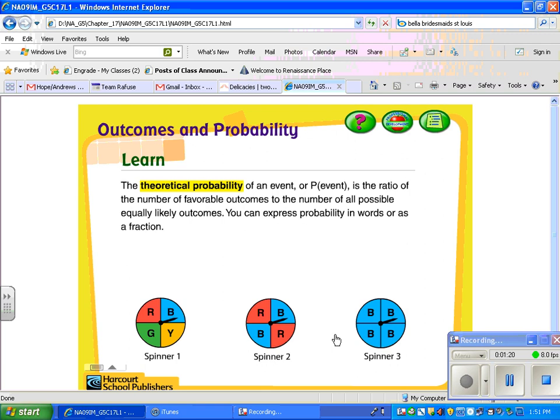The theoretical probability of an event, or P and then the event in parentheses, is the ratio of the number of favorable outcomes to the number of all possible equally likely outcomes. You can express probability in words or as a fraction. And here we have it. The probability of an event, P and then the event in parentheses, and here's how you would write that ratio in fraction form. You would put the number of favorable outcomes, or in other words, whatever outcome you're looking for, as the numerator, and then as the bottom number, you would put the number of possible equally likely outcomes.